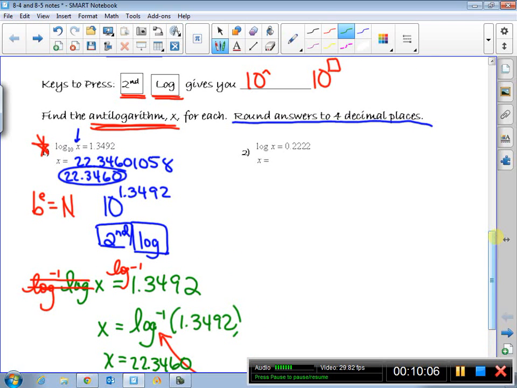So number 2, I have the log of x equals 0.2222. If I just want to solve for x, then I'm doing a log inverse, boom, boom, and doing a log inverse over here as well.